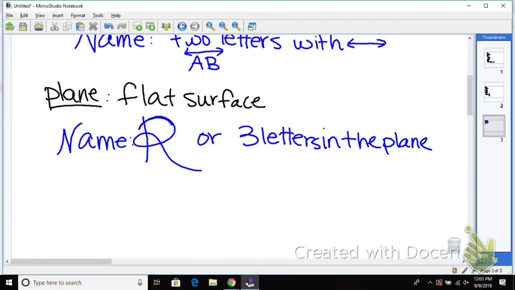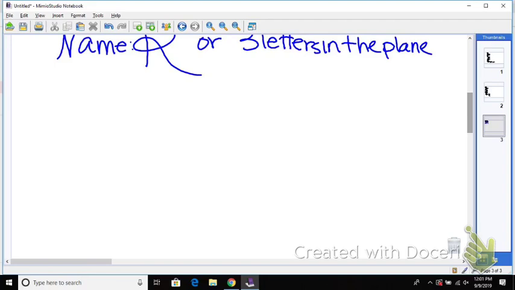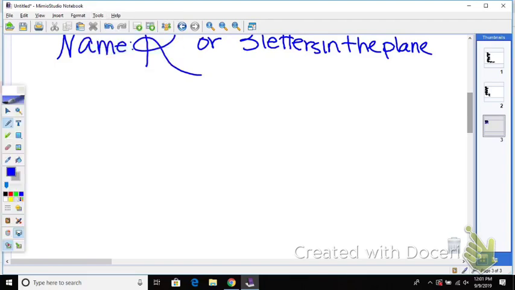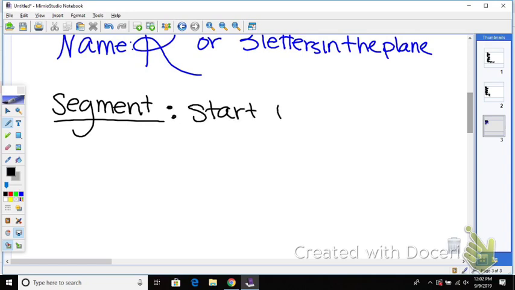We're going to go on to a segment. So a segment is different from a line because it doesn't go on forever. Please don't talk. I think we're going to have to get some seating charts in here because we can't learn to stop talking when I start talking. Okay, a segment has a start and end point. So it's different than a line because a line goes on forever. So a segment will have a starting point and an ending point.